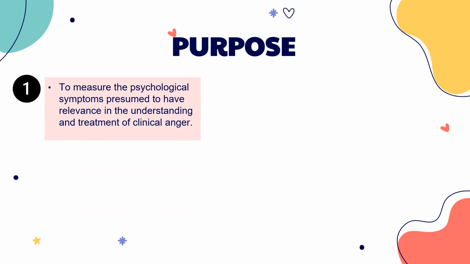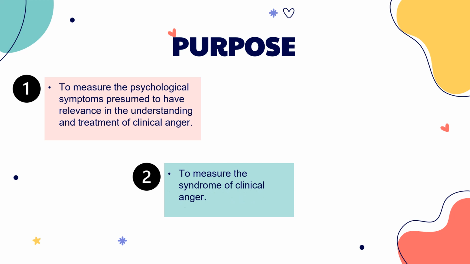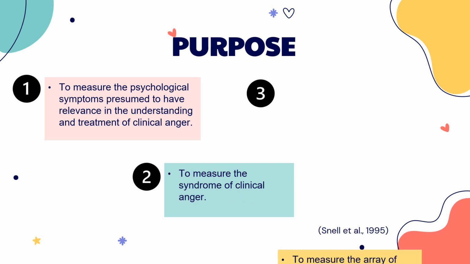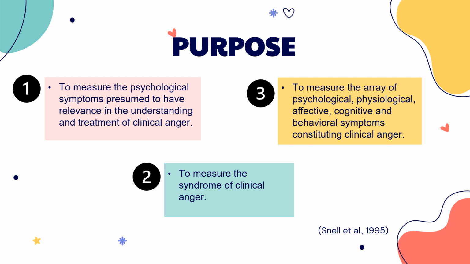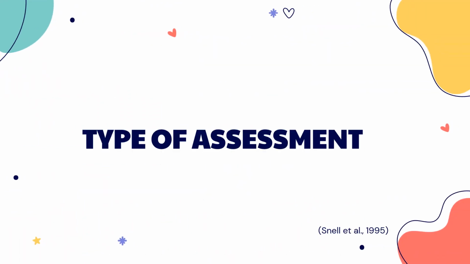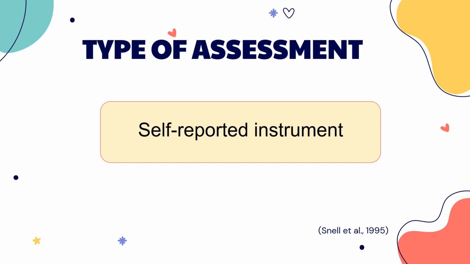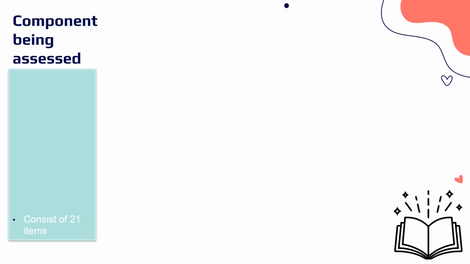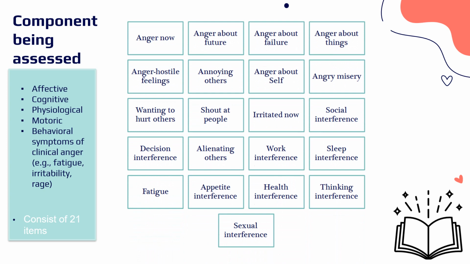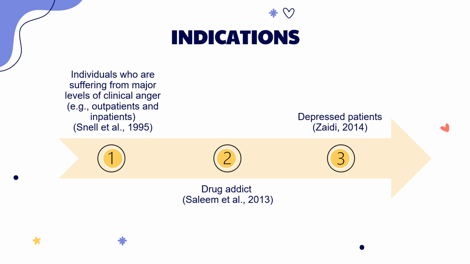Purpose: to measure the psychological symptoms presumed to have relevance in the understanding and treatment of clinical anger. To measure the syndrome of clinical anger. To measure the array of psychological, physiological, affective, cognitive and behavioral symptoms constituting clinical anger. Type of assessment: self-report instrument. Indications: individuals who are suffering from major levels of clinical anger, for instance, outpatients and inpatients.